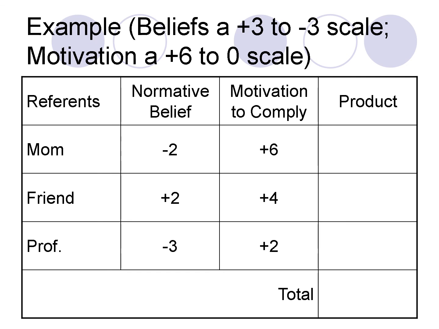So my motivation to comply with my mom is a +6, or your mom is a +6. Right? Your motivation to comply with a friend is a +4, and your professor, hey, like your professor, okay, but not that much.